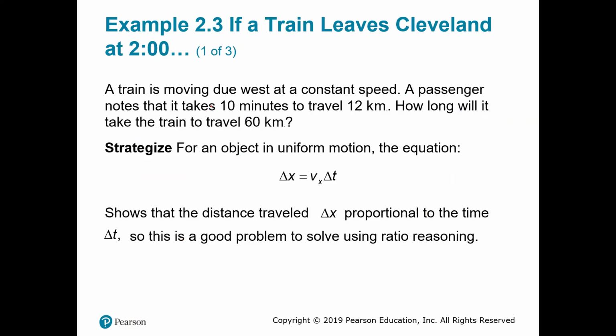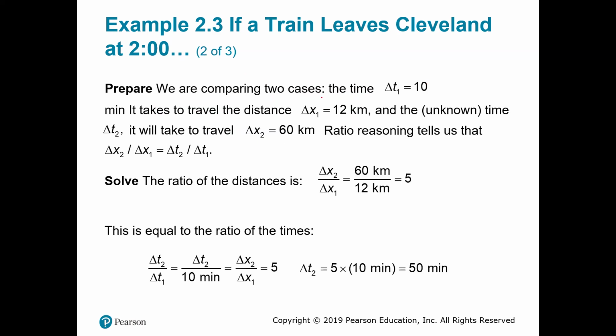And another example: a train is moving due west at a constant speed. A passenger noted that it takes 10 minutes to travel 12 kilometers. And then how long will it take the train to travel 60 kilometers? So it's moving to the left, right? So basically your velocity is negative, right? And it travels 12 kilometers. So what is your velocity?